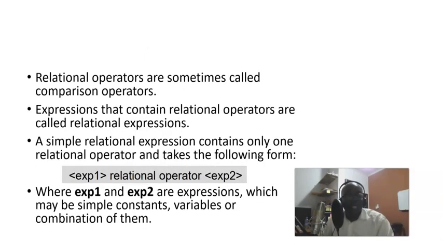Now, relational operators are sometimes called comparison operators, well, simply because you use them to compare two different expressions of values, and expressions that contain relational operators are called relational expressions. A simple relational expression contains only one relational operator and takes the following form. So if you have expression 1, then you have a relational operator here, then expression 2. So where exp1 and exp2 are expressions which may be simple, constants, variables, or combination of them.